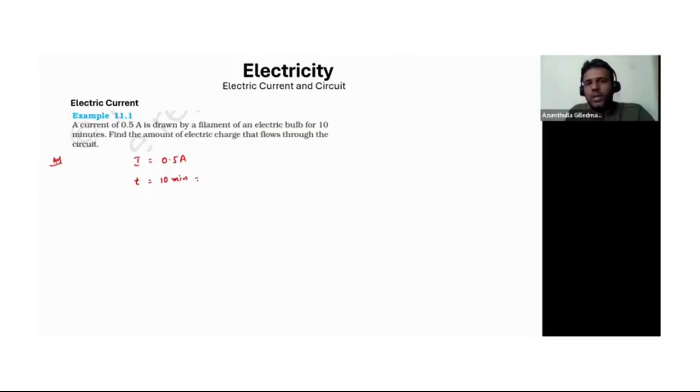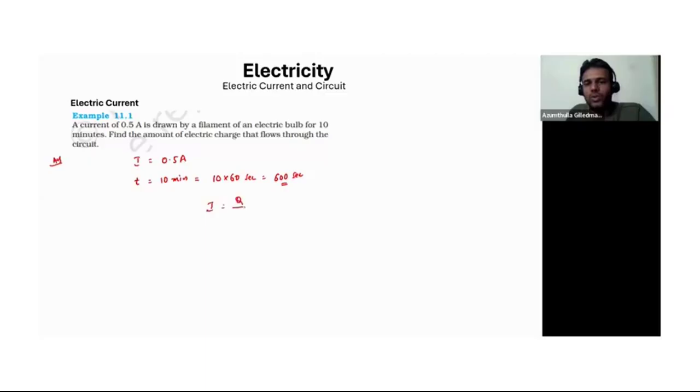But in SI units, we always measure the time in seconds. So let's convert this into seconds. So 10 minutes means, 1 minute is 60 seconds. So 10 into 60 seconds. That is 600 seconds. Okay, so we have the time now. Find the amount of electric charge that flows through the circuit.